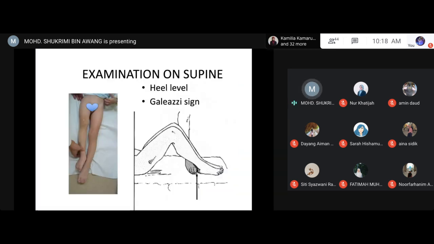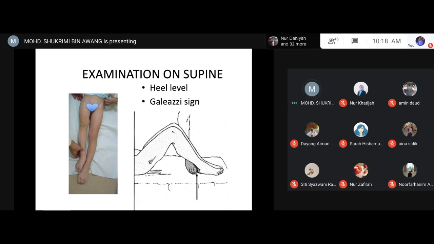You want to see the level of the heel, whether it is symmetrical or not, and of course the level of the knee. In this case, the heel is not symmetrical. This one is significantly more proximal. Same thing with this. So the next step is you need to do the Galeazzi sign.